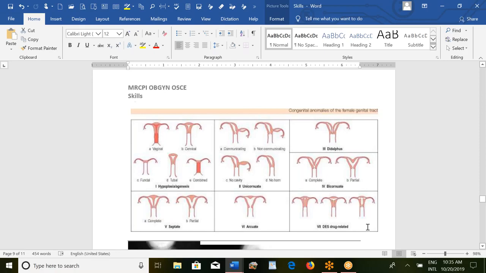Starting from the first one, it is hypoplasia or agenesis, as we mentioned now. It could be Mayer-Rokitansky syndrome, in which the uterus, tubes, cervix, and the upper third of the vagina can be hypoplastic or absent. The second one is a unicornuate uterus.